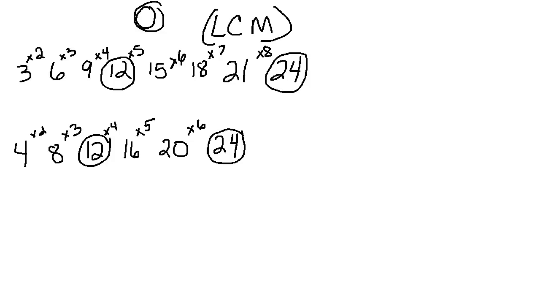So, if we were to take the number 3 and the number 4, and we want to find the least common multiple of both of those, right? We're going to say 3 times 1 is 3. 3 times 2 is 6. 3 times 3 is 9. 3 times 4 is 12. 3 times 5 is 15. 3 times 6 is 18. And so on.